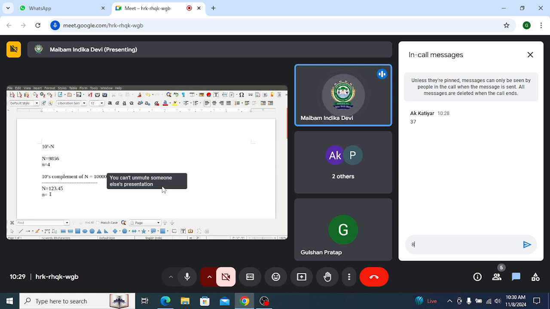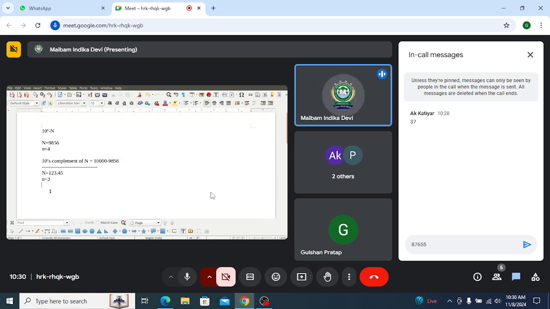Okay, so here I'm telling you the answer will be 3 and not 5. Clear? So if it is 5, your answer will be wrong. So the value of n, how much you are taking, is important, because this is what will decide the result. So now the complement will be 10 to the power 3, that means 1000, minus 123.45. So whatever result you get, that will be the tens complement.